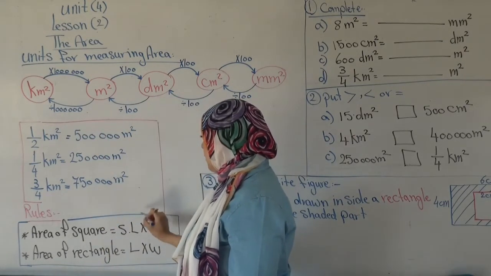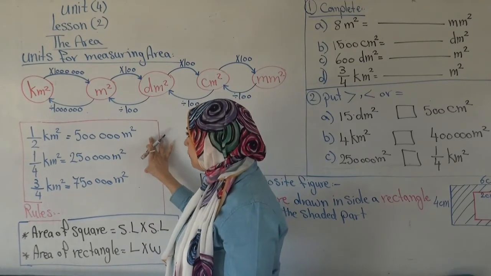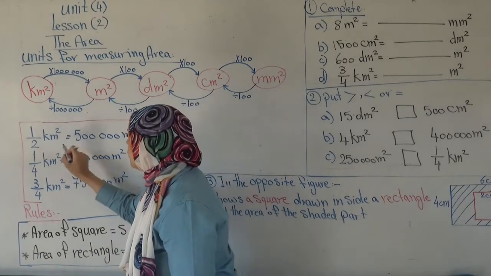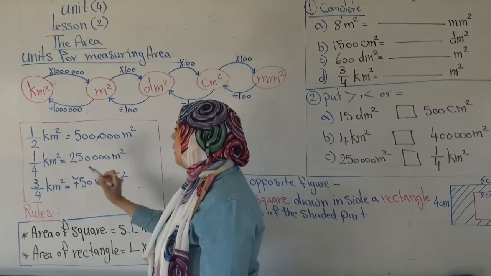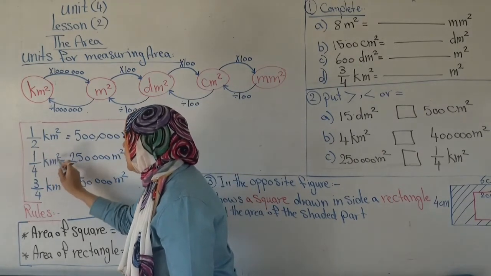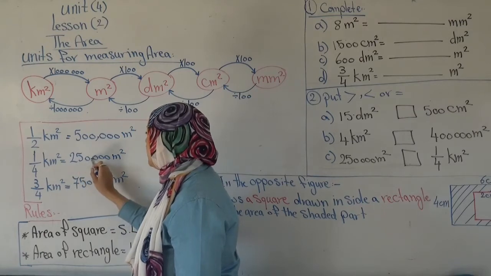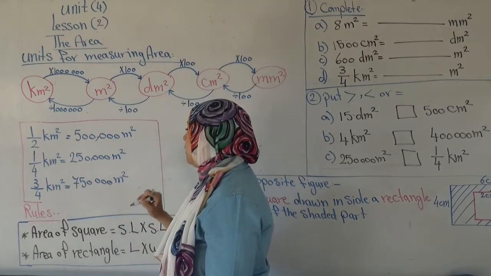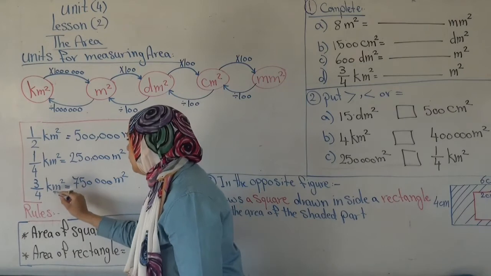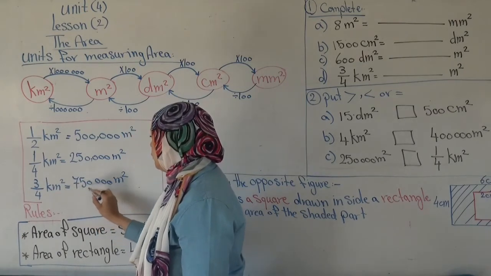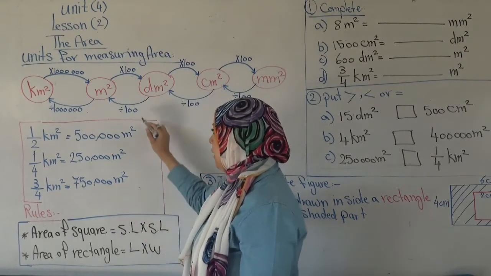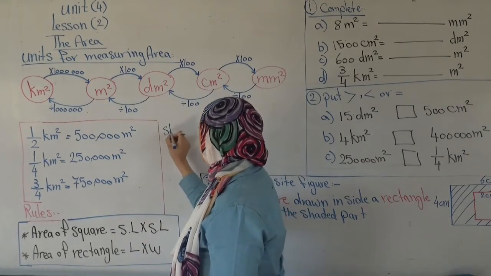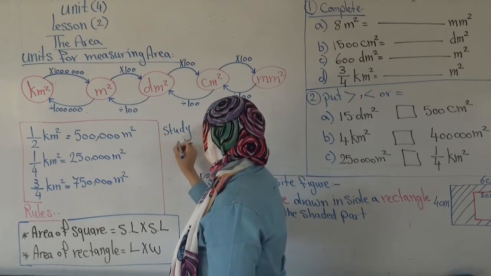Okay, this is a very important note. Half kilometer square equals 500,000 meter square. Quarter kilometer square equals 250,000 meter square. 3/4 kilometer square equals 750,000 meter square. Okay, study this box well.